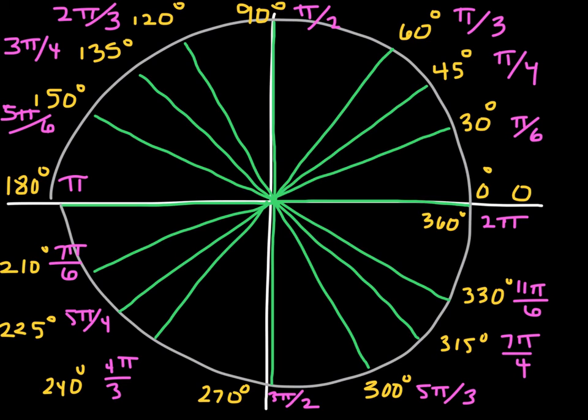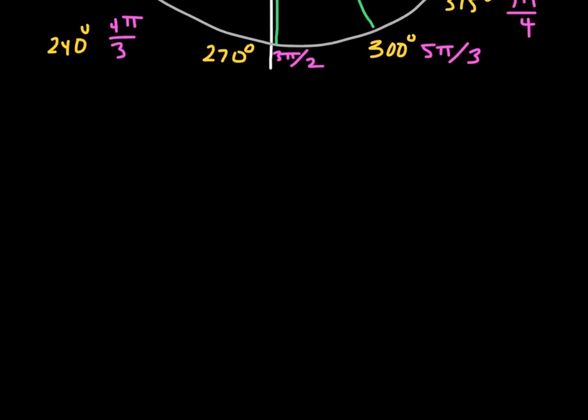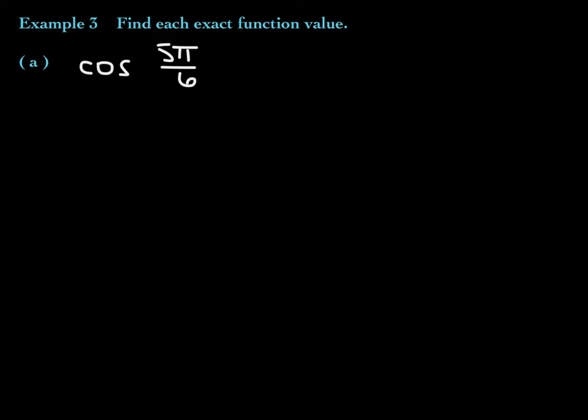All right, so what we're going to do here is do the last example, which is example number 3, and it's going to have us referencing that circle with all of our angle measures, okay? So make sure you keep that handy. All right, find each exact function value. Cosine of 5 pi over 6.